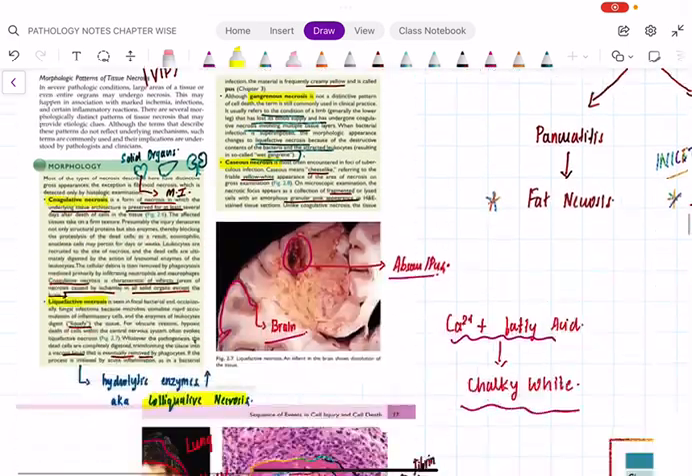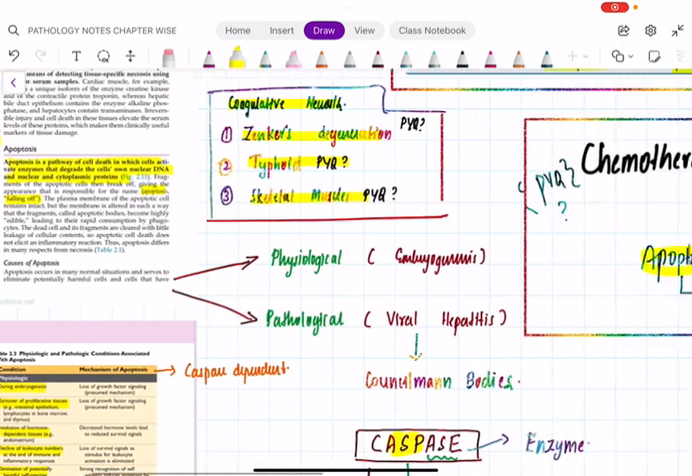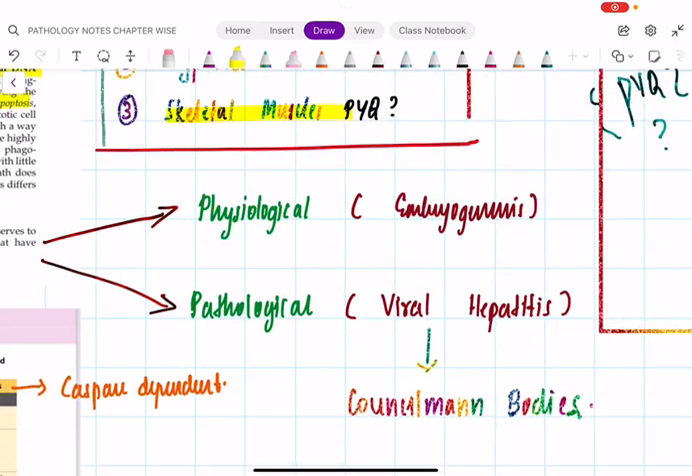I will say where physiological and where pathological. Let us go for the pathway. Physiological, in case of embryogenesis, the nucleus pulposus. Adults don't have nucleus pulposus. It is going to disappear. Yes, that pathway of disappearance is apoptosis. Pathological, in case of viral hepatitis, the liver cells, hepatocytes, undergo apoptosis. As a result of this apoptosis, what will be formed finally? Councilman bodies will be formed.